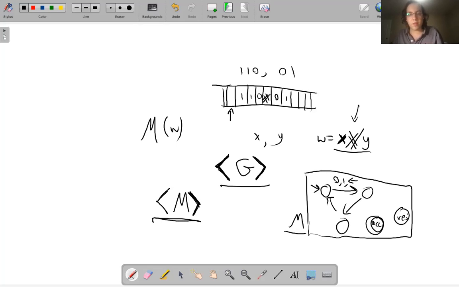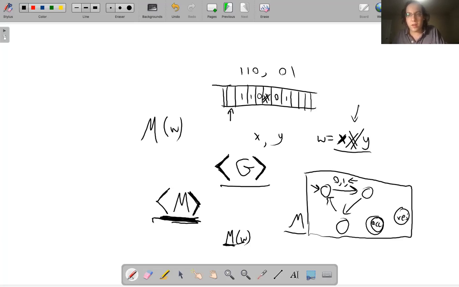If we want to write M running on a string W, we can write M of W, like the program subroutine call to M on input W. But angle bracket M is a string, so we can't run a string on anything. M is like a program: you can write M of W, and we interpret that as running a program. Angle bracket M is a string. Usually this won't be too confusing. We'll generally put angle brackets everywhere to denote turning everything into a string.